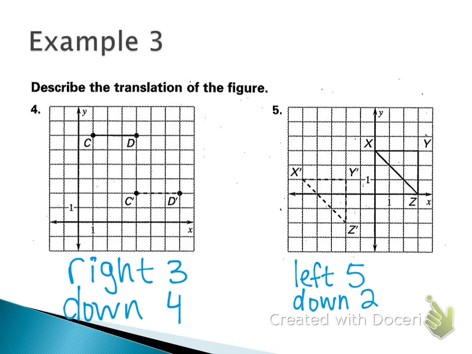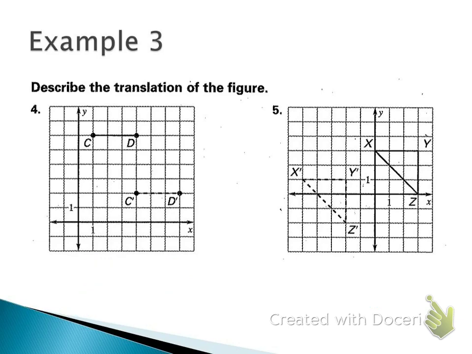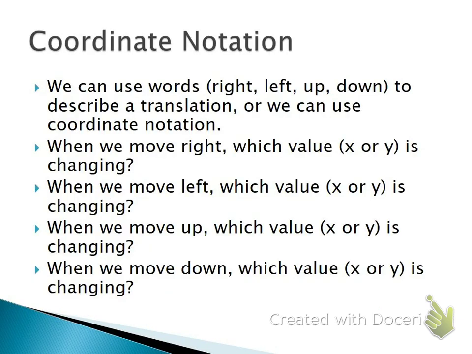Make sure you start at the original figure, meaning the plain letters, and you work your way towards the image, or the one that has the prime on it. Okay. So coordinate notation means that instead of using the words right, left, up, and down, we're going to talk about the X or Y values.